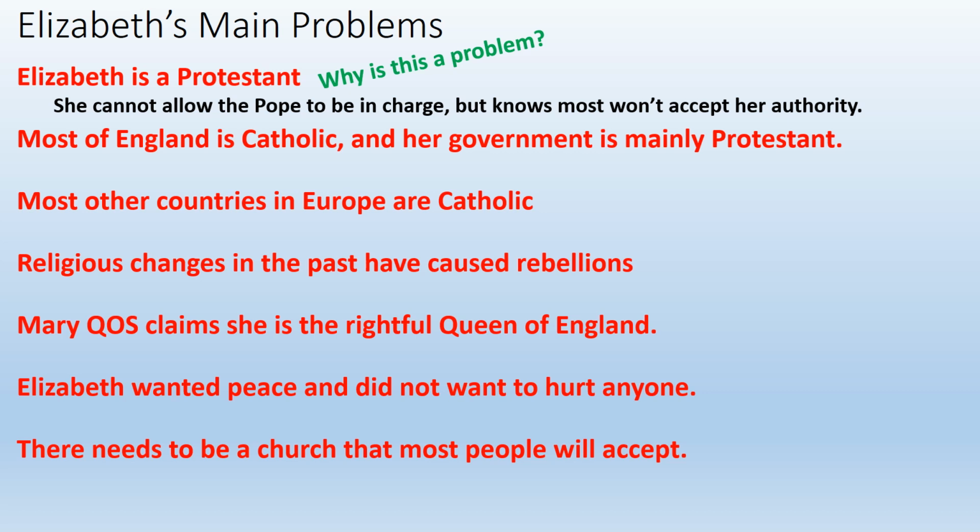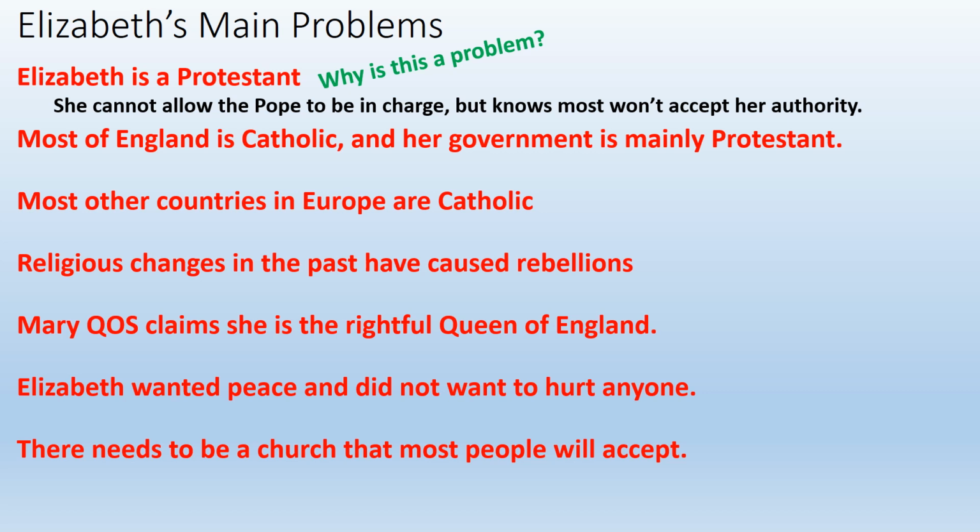Well, she can't allow the Pope to be in charge because that would make her a Catholic. But she knows that the country won't accept her authority. So she's really between a rock and a hard place now. She can't put the Pope back in charge because all the Protestants will be angry with her. But she can't declare herself in charge of the church because the Catholics won't like her. So again, Elizabeth needs to use this via media, the middle way, to try and find common ground between both sides.